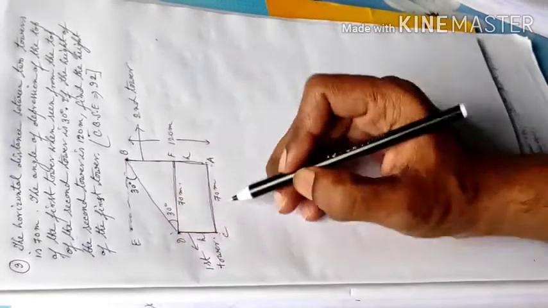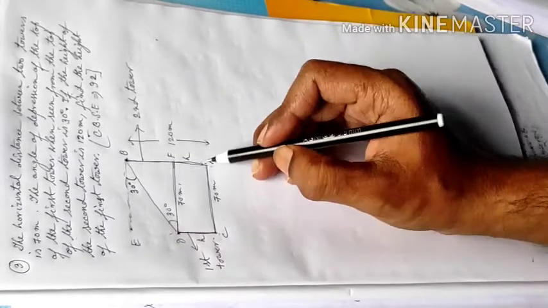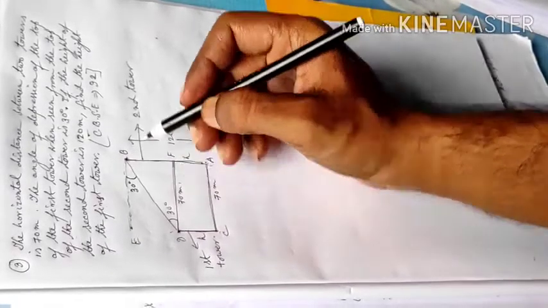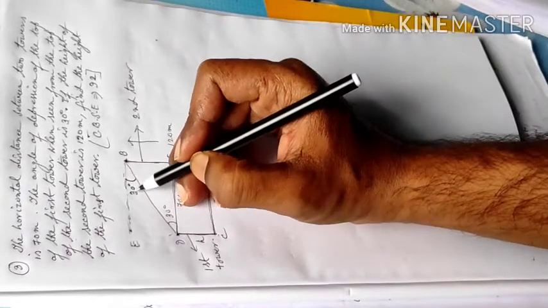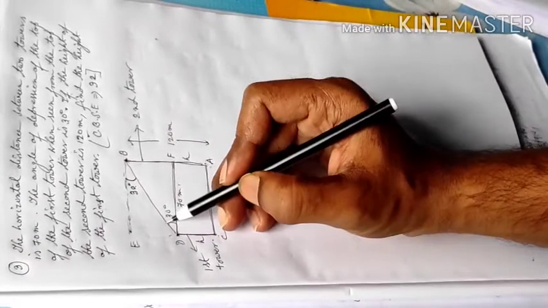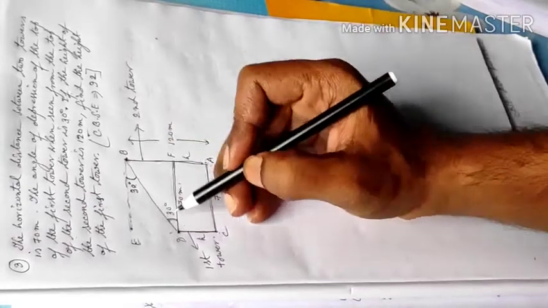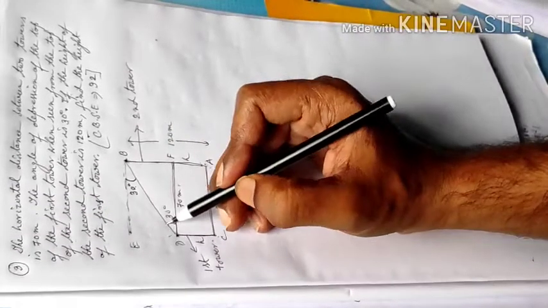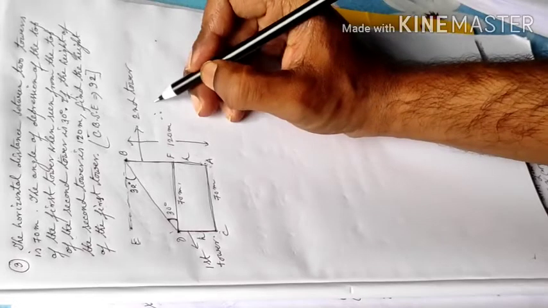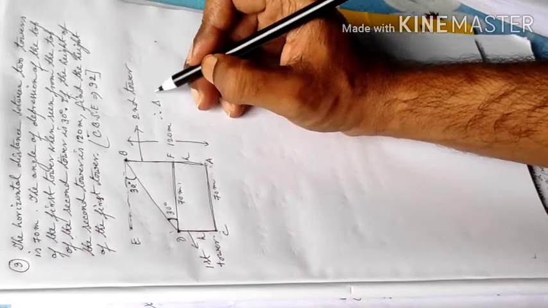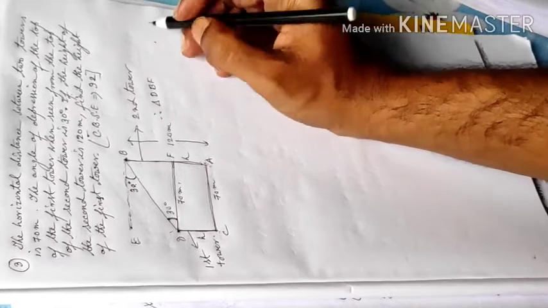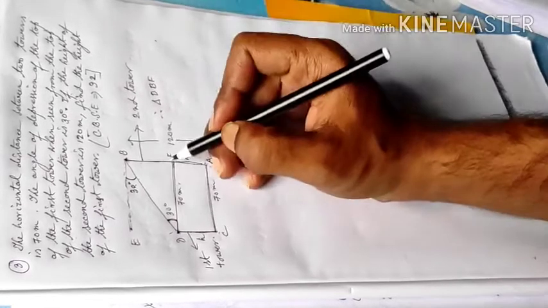This is the horizontal line, CA and EB are horizontal lines. So the angle of depression is 30 degrees. These lines are parallel and DB is a transversal, so this angle is also 30 degrees. Therefore, in triangle DBF, this is a right angle triangle at the point F.